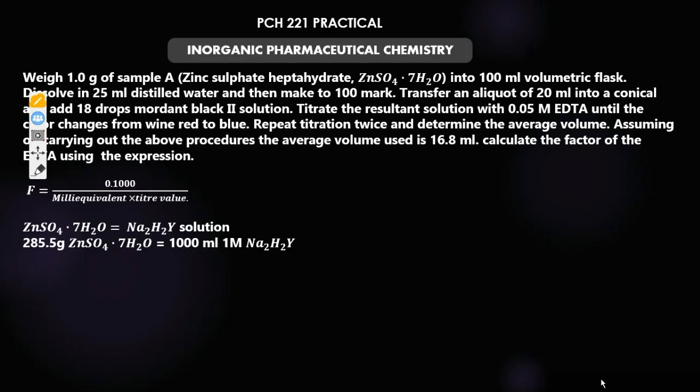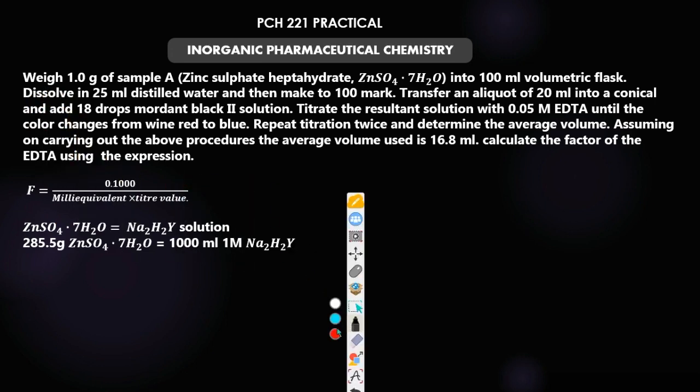So you are given something like this on the EDTA titration. Weigh 1 gram of sample A, which is zinc sulfate heptahydrate, into a 100 ml volumetric flask. Dissolve in 20 ml of distilled water and then make up to the 100 mark. Now, if you look at this very well, you agree with me that, based on what you've learned so far, it means 1 gram is actually present in 100 ml, because you put this 1 gram in a 100 ml volumetric flask and dissolve in 20 ml of distilled water.